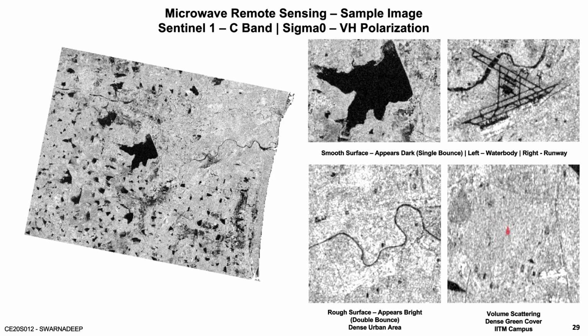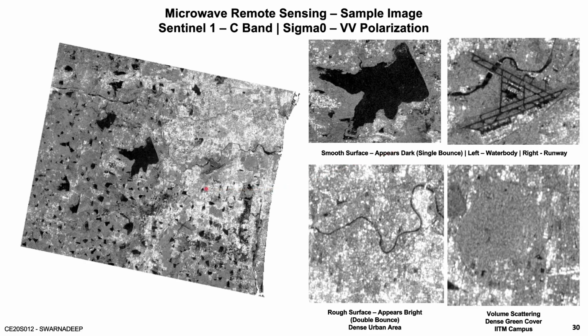And this last image that you are seeing is the IIT Madras campus. It has a lot of forest cover. When compared to the urban area, you can see how the vegetation is having a little diffused scattering. It's grayish in color. So this is in VH polarization. Different polarizations will have a different effect on how the image looks. If I go to the next image, this is VV polarization. You can see the difference. This is very dark.